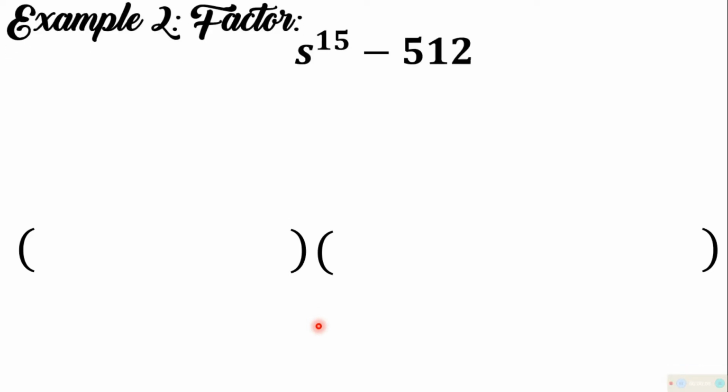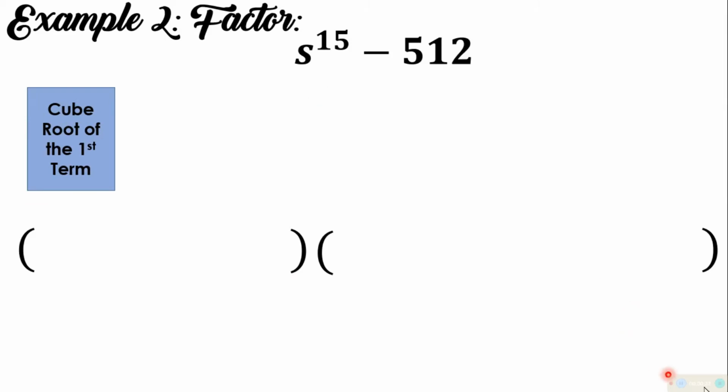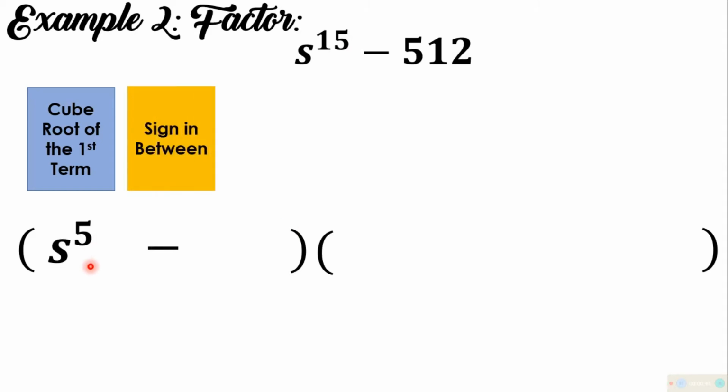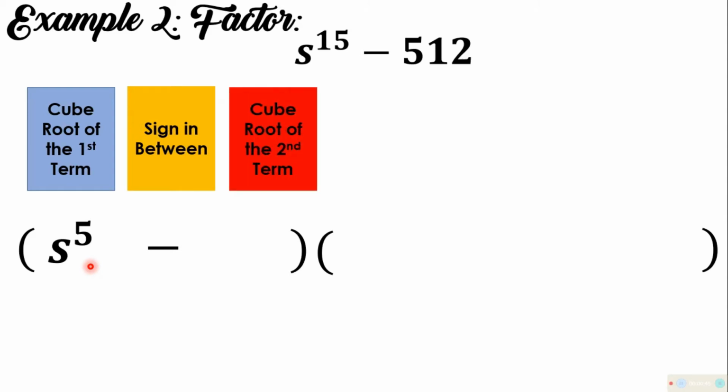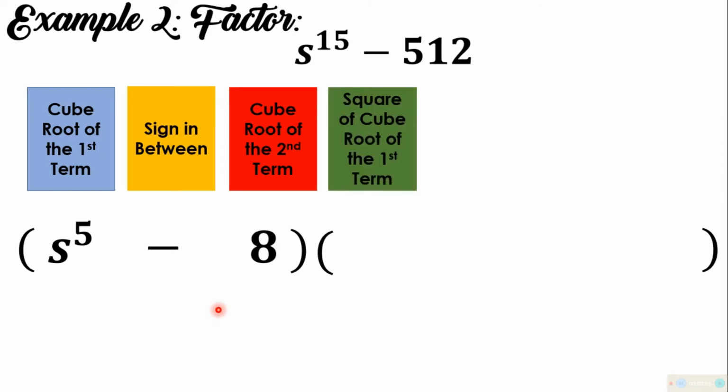Let's have another example. So, example number 2, let us factor s to the 15th power minus 512. So, the first thing to do is to get the cube root of the first term. So, s to the 15th power, anong gagawin natin sa 15 na exponent? We have to divide this by 3. So, the result is s to the 5th power. Next, copy the sign in between and then get the cube root of the second term. Ano nga ba ang cube root ng 512? So, that is 8.